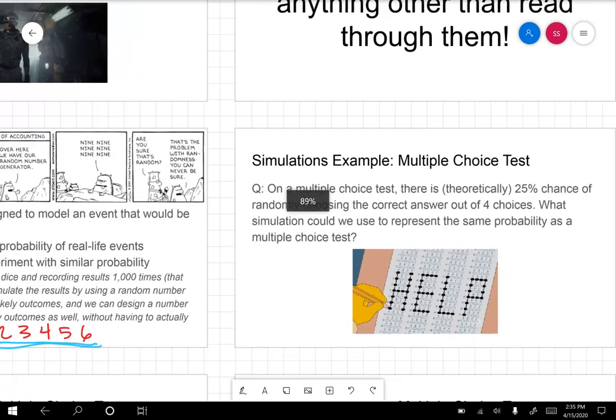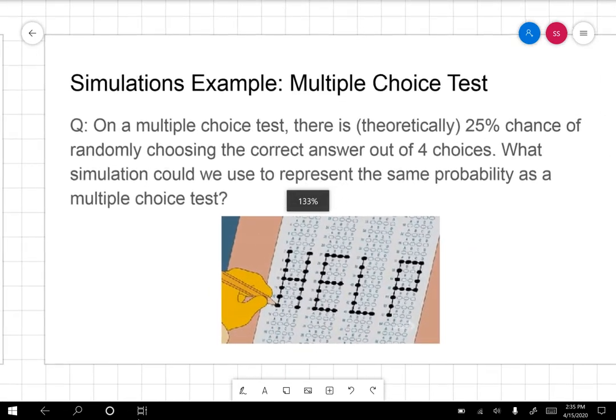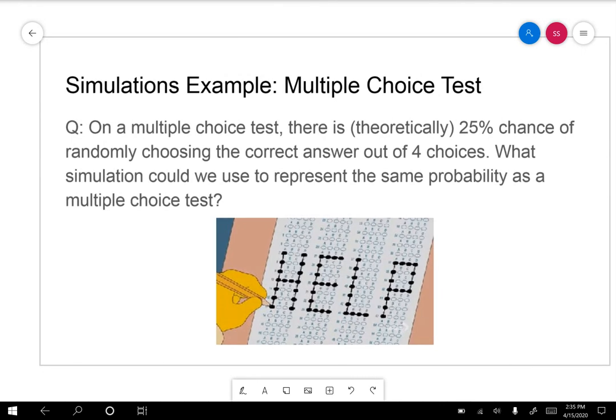Okay, so let's go over a few other examples in detail. So we're going to start with the multiple choice test. So let's say you're taking a multiple choice test. We know that theoretically there's 25% chance of randomly choosing the correct answer if there's 4 choices. We want to know what simulation we could represent this situation with that would have the same probability as the multiple choice test. Okay, so what other event or experiment could we do that would have the exact same outcomes?